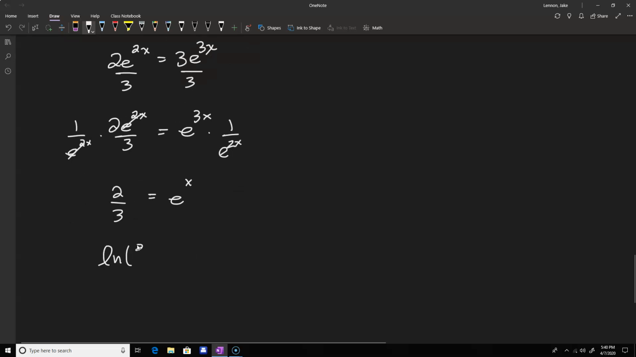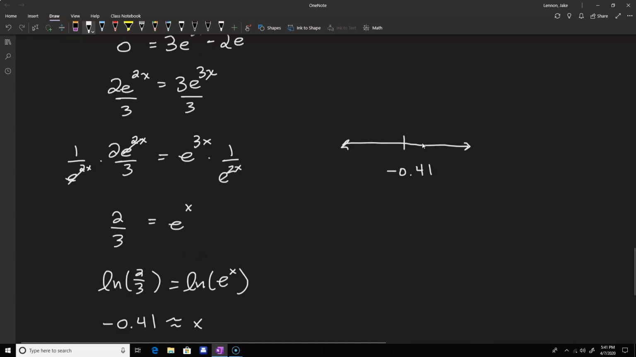So the natural log of 2/3 is the natural log of e to the x, but the natural log and e to the x cancel, so we end up with x equals the natural log of 2/3, which is about negative 0.41. Since this function is continuous and its domain is all real numbers, we just want to set up a test value region. We have that number, negative 0.41, and we want to see, is the derivative positive or negative in each region?